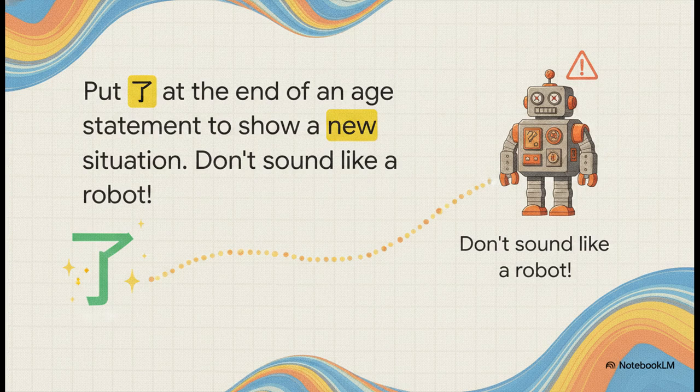Think about it this way. Before this moment, you didn't know their age. Now you're asking about it now. The rule of thumb for HSK 1 is actually super simple. Whenever you ask or state an age, just always put le at the very end.